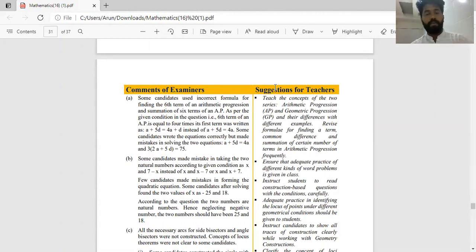Correct formula is for Tn, it is a plus n minus 1 d, and for Sn, it is n by 2 into 2a plus n minus 1 d. सब ध्यान से आपको apply करना है.